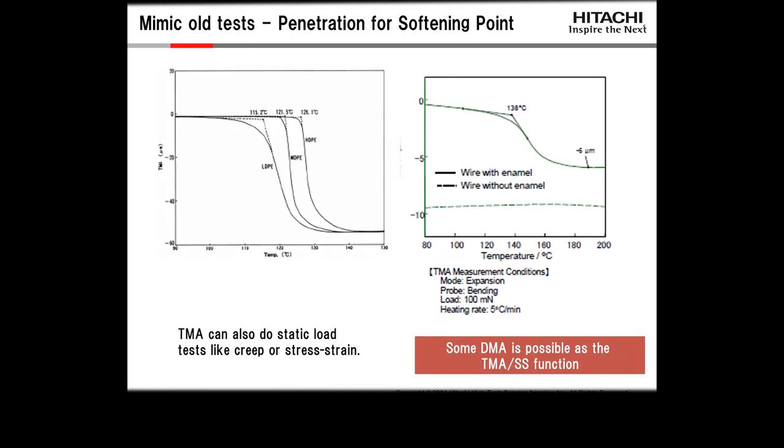Okay. So one of the other things we can do is mimic old tests. If you are working with data that goes back 50, 60, 100 years, like a lot of people in the polymer industry do, some of your data uses a penetration test for softening point or a flexure test, and you can do that here, and you get numbers that are very similar to the glass transition, but you do it by penetrating the material with a probe and seeing how quickly the material softens enough that the probe under a certain load can get through.